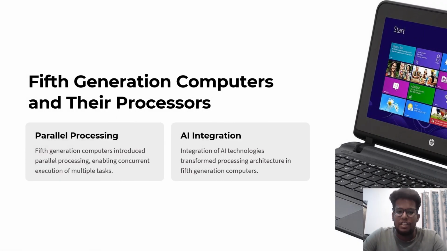Now we'll see the fifth generation. In the fifth generation computers, two key features were introduced: parallel processing and AI integration. With parallel processing, we can use more than two applications at a time without any breakdown of the computer or a pause of an application while using another application. This enabled the concurrent execution of multiple tasks. And the second one is AI integration. As we know, this is the era of AI. Integration of AI technologies transformed the processing architecture in the fifth generation computers.